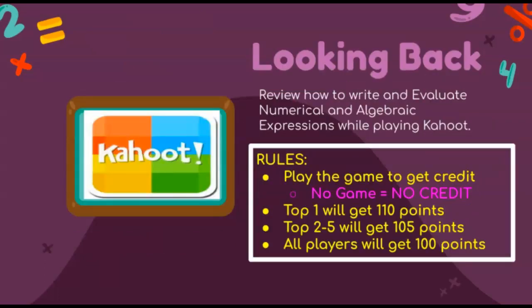So we'll play Kahoot to review evaluating numerical and algebraic expressions. The rule is, you have to play the game to get the credit. No game, no credit. So I revised a rule for Kahoot. Usually the first 5 will get 105. This time, the top one will get 110 points, and then the next 4 will get 105, and the rest of the players will get 100 points, as long as you play the game.